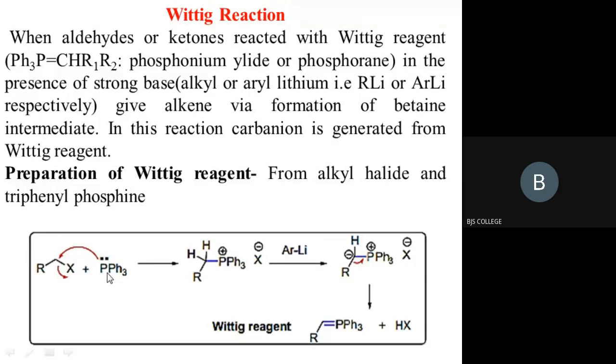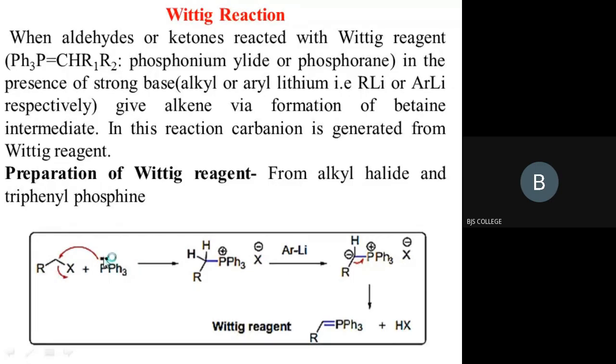Nitrogen also has a lone pair of electrons, and phosphorus also has one lone pair of electrons. Because of the presence of this lone pair of electrons, they become good nucleophiles. They can donate their electrons, and they are nucleophilic in nature. So if I take an alkyl halide and triphenyl phosphine, they undergo a nucleophilic substitution reaction.